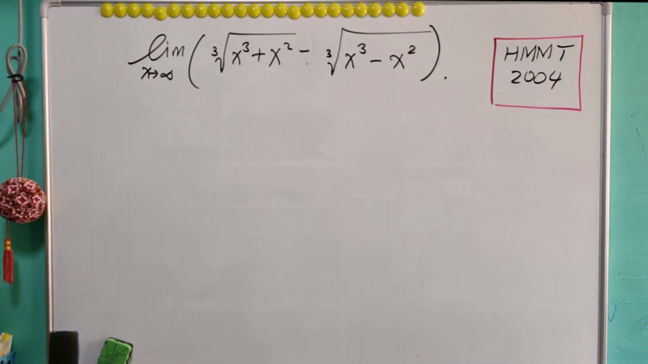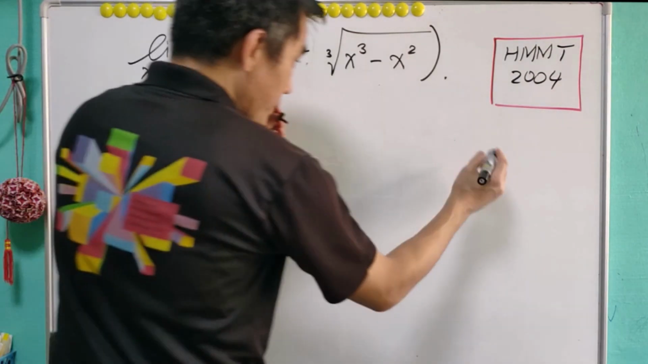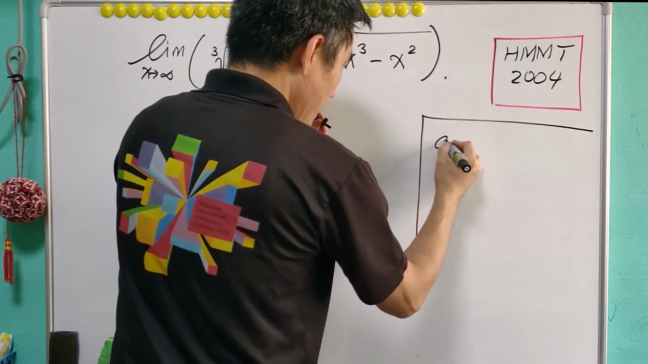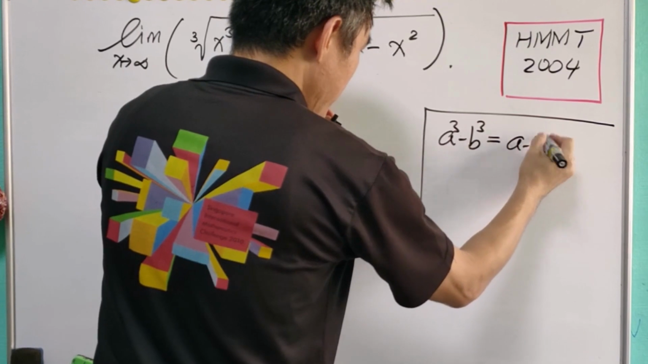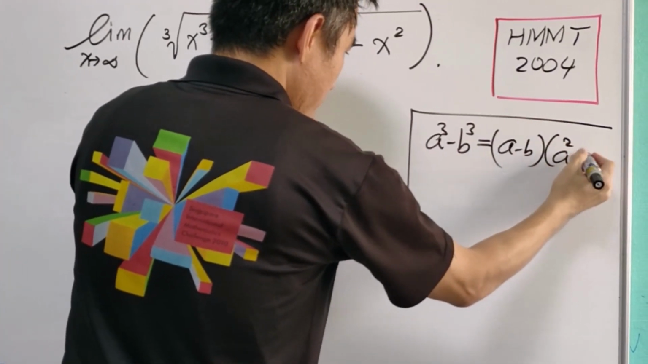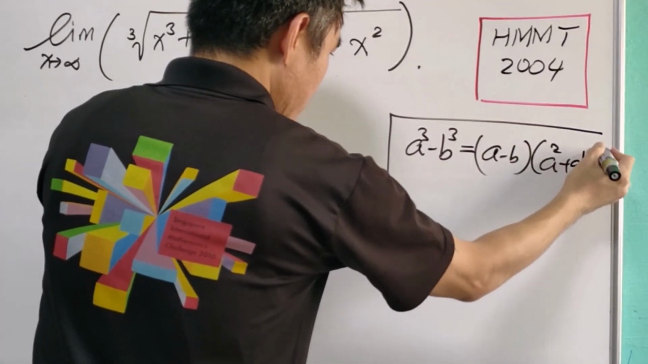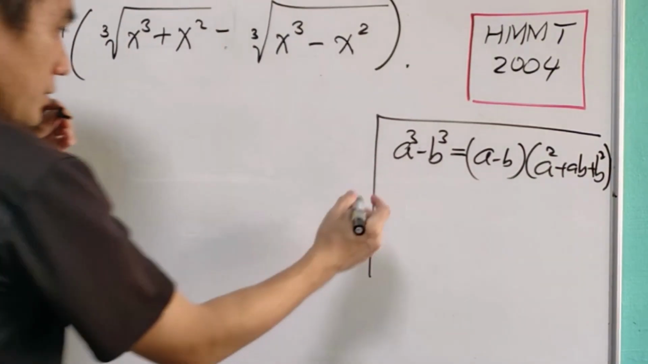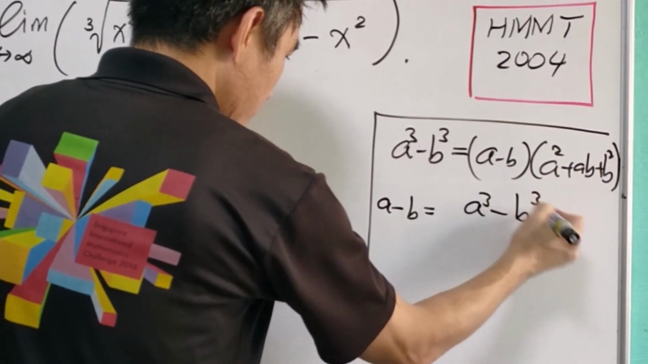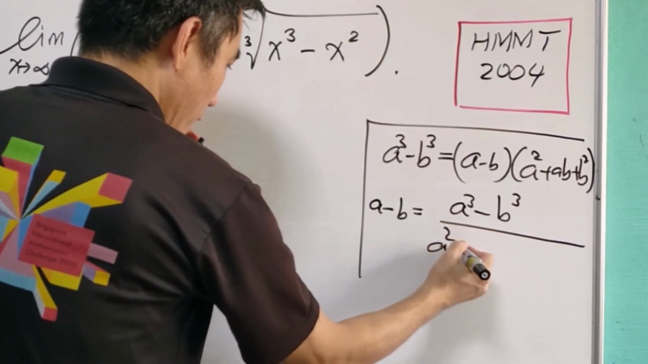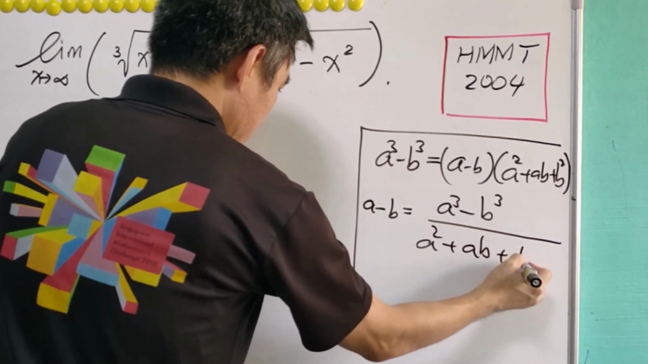Number one, using factorization. Recall that a cubed minus b cubed equals (a minus b)(a squared plus ab plus b squared). So a minus b will equal a cubed minus b cubed over a squared plus ab plus b squared.